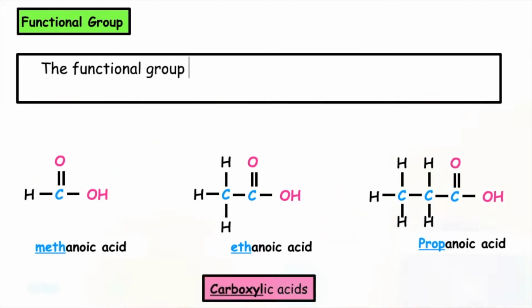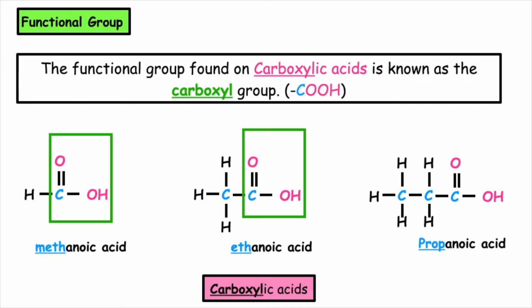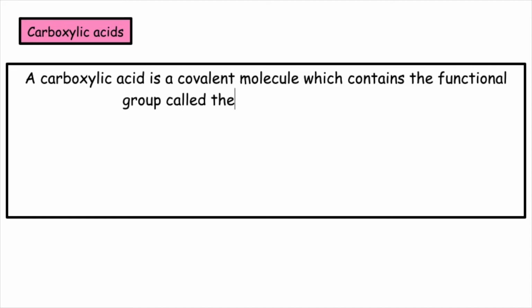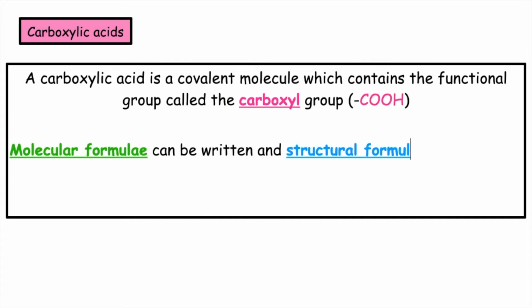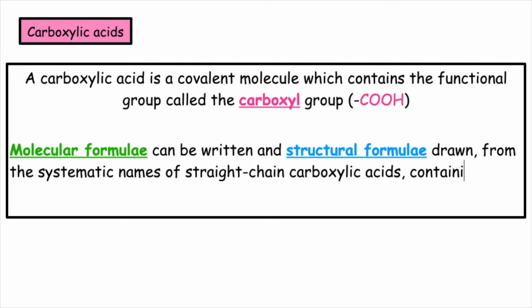The functional group which is found in carboxylic acids is known as the carboxyl group, and this can be identified by a C double bond O, OH. A carboxylic acid is a covalent molecule which contains the functional group called the carboxyl group. Molecular formula can be written and structural formula drawn from the systematic names of straight chain carboxylic acids containing no more than 8 carbons.